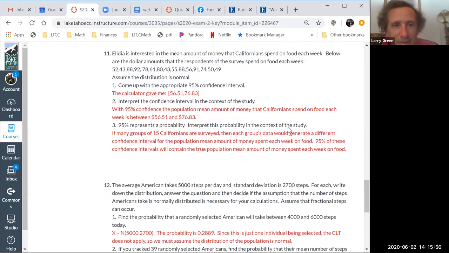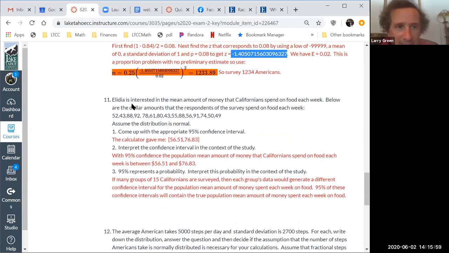Okay, let's look at number 11. We're getting close. Okay, Lydia is interested in the mean amount of money that Californians spend on food each week. And here's what we've got. Come up with the appropriate 95% confidence interval. I used a calculator. I think everyone did fine on that part. Interpret it. Remember, you always start with 95% confidence. That needed to start that way. And then you have to have the words population mean. The mean amount of money that Californians spend on food each week is between these numbers.